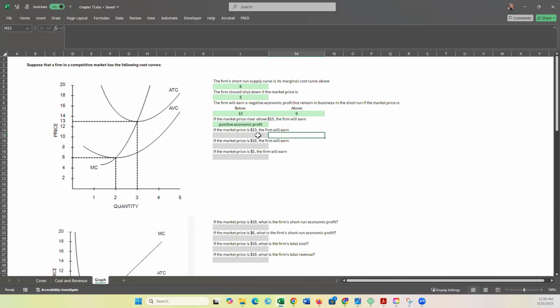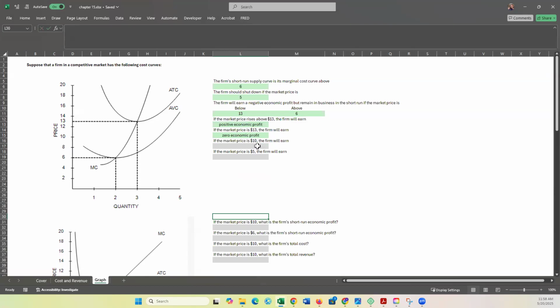If the market price is 13, if it's at 13, so if it's above it, we make money. It's a positive economic profit. If it's at 13, that's a zero economic profit. So at 13 is zero. That means we paid off our variable and our fixed costs.